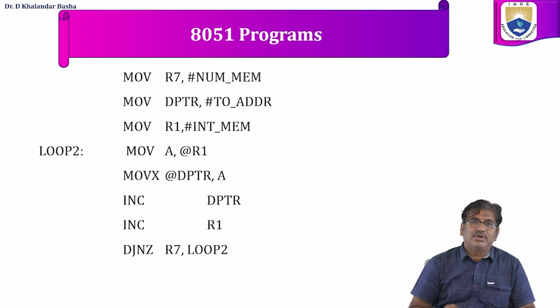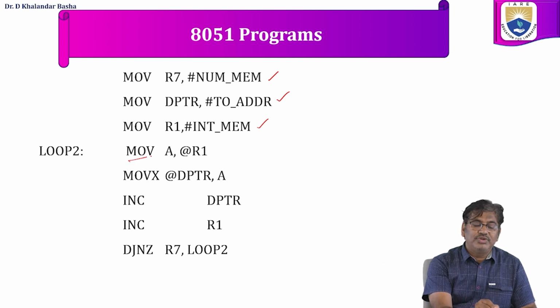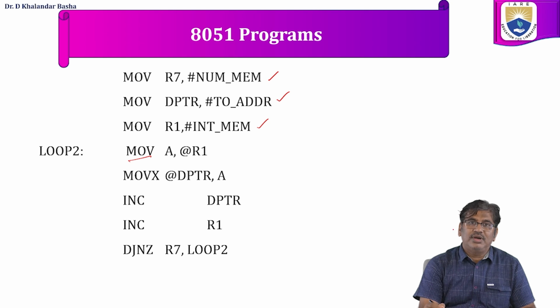So for that, first we will load the number of memory locations into R7. The address of the external memory to which we want to load will be loaded into DPTR. The address in the internal memory where the data is residing is going to be loaded into R1. First we have to load the internal data into the accumulator. For that we use the instruction MOV A, @R1.